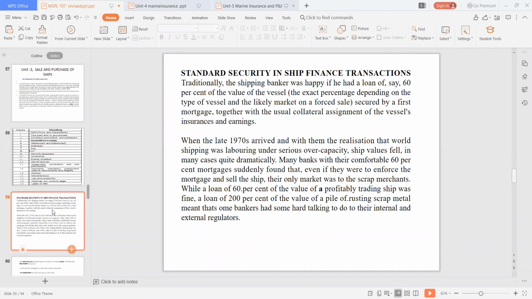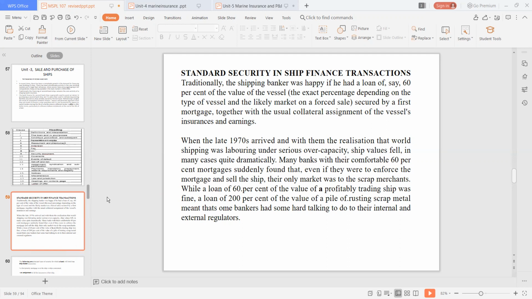Okay. So in the last session, in unit 3, we discussed the sales and purchase of ships. It's called S&P. The term normally used in the shipping industry, by shipping companies, is S&P, sales and purchase. The next topic is standard security in ship finance transactions.